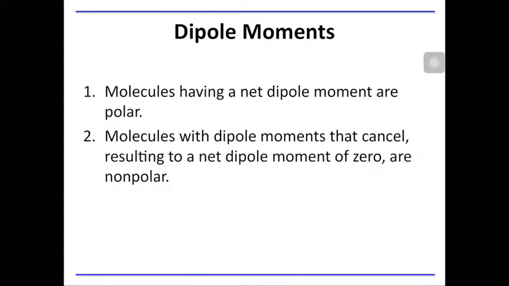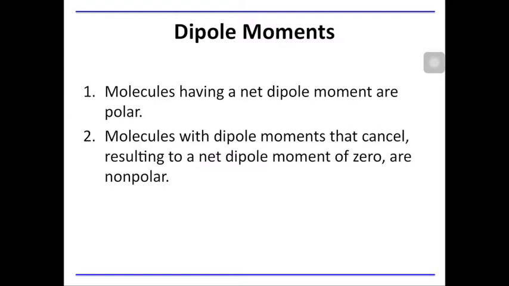So here is the rule for assessing molecules using dipole moments. The first one is molecules having a net dipole moment are polar. So any value of dipole moment, as long as it is not zero, then the molecule can be polar. Well, except for ionic compounds, because ionic compounds have metal and non-metal as participating atoms.